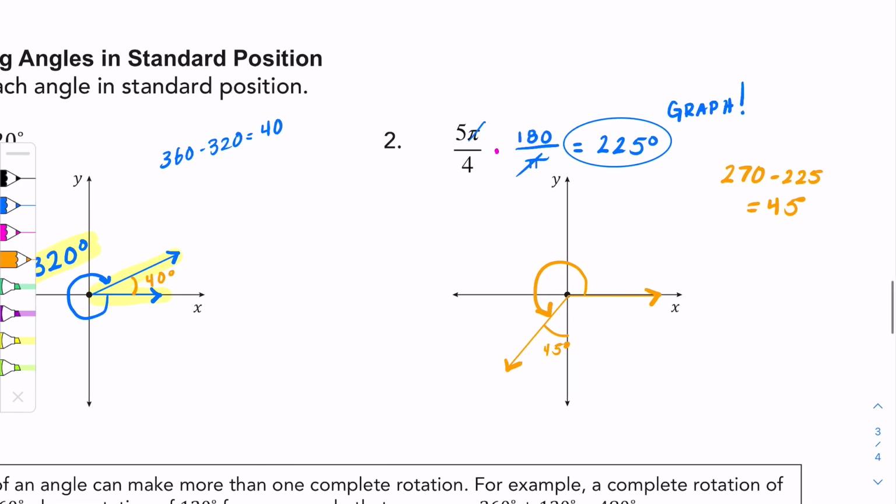When I indicate my final answer, I'm going to indicate that it's 5 pi over 4. I started in radians, so I should be ending in radians. What I'm highlighting in yellow is my final answer.